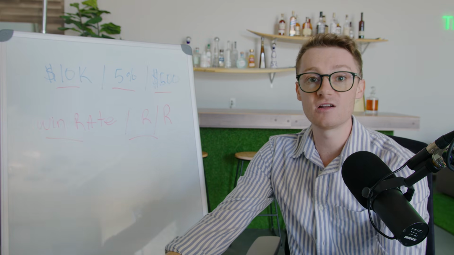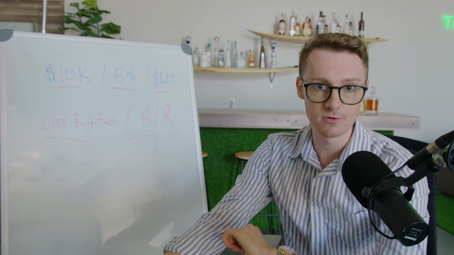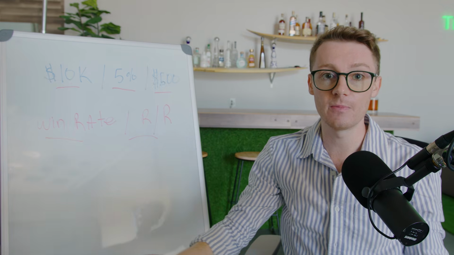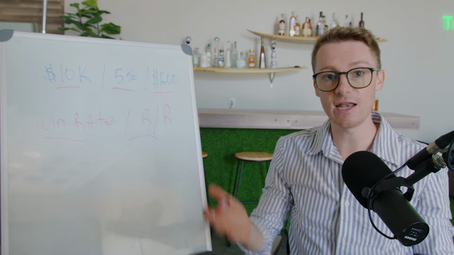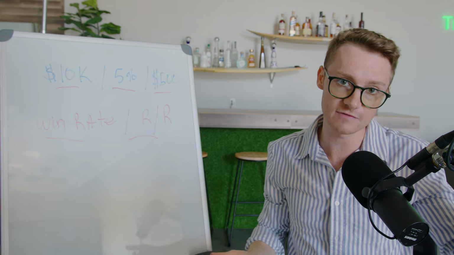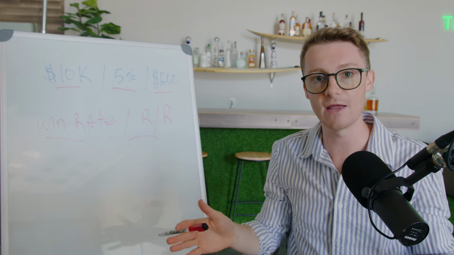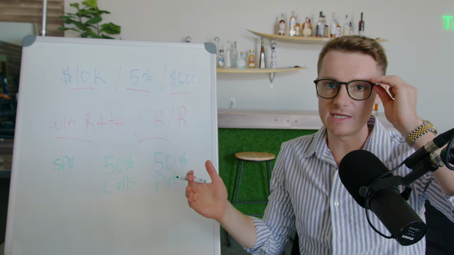With options, you can bet on a stock going up or you can bet on a stock going down. So you could buy a call to bet on it going up. You could buy a put to bet on the stock going down. So you could trade inversely, in either direction: make money if the stock's going up, make money if the stock's going down. We get it. All right, so let's say for the example, we're trading SPY.